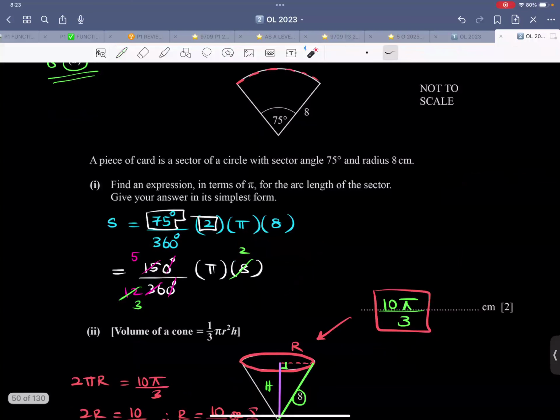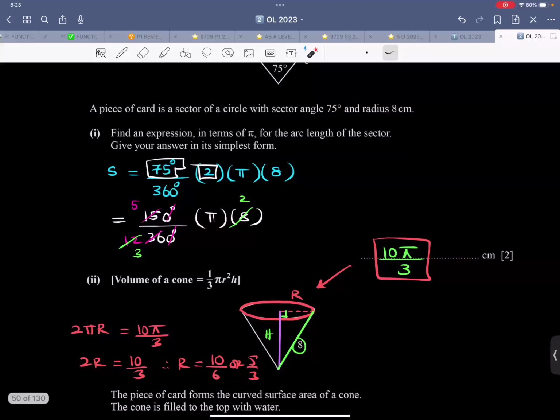What does it say? A piece of card is a sector of a circle with sector angle 75 degrees and radius 8 centimeter. Find an expression in terms of pi for the arc length of the sector. Give your answer in its simplest form. That means reduce wherever possible. 75 over 360, 2 pi r. Pi remains intact. Simplify. This comes out to be 10 pi over 3. The unit is already written.